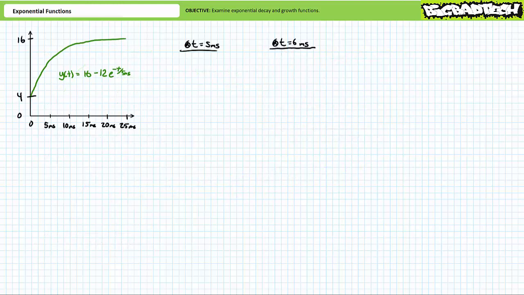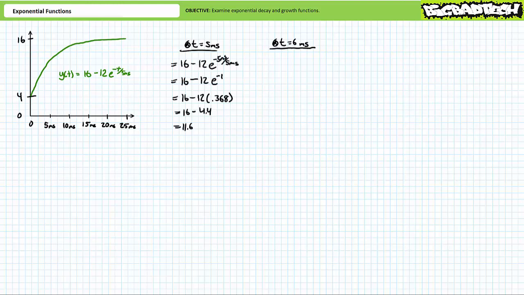Using the more comprehensive growth functions, we can also solve for specific y and time values. Consider the function with an initial value of 4 and a final value of 16 and a time constant of 5 milliseconds, where y of t equals 16 minus 12 times e to the negative t over 5 milliseconds. Let's say we're being asked to evaluate it at t equals 5 milliseconds and again at 6 milliseconds.